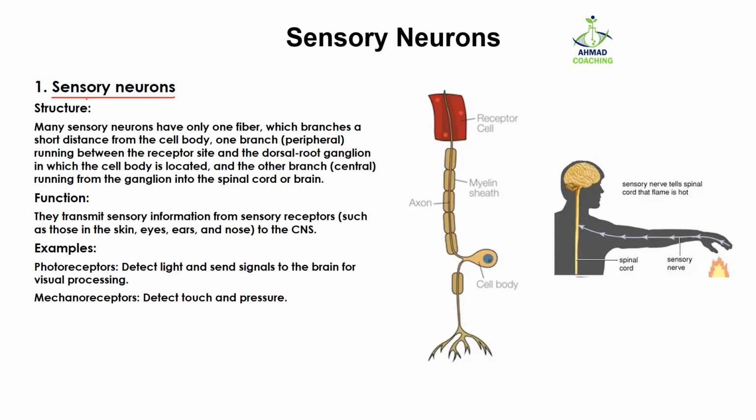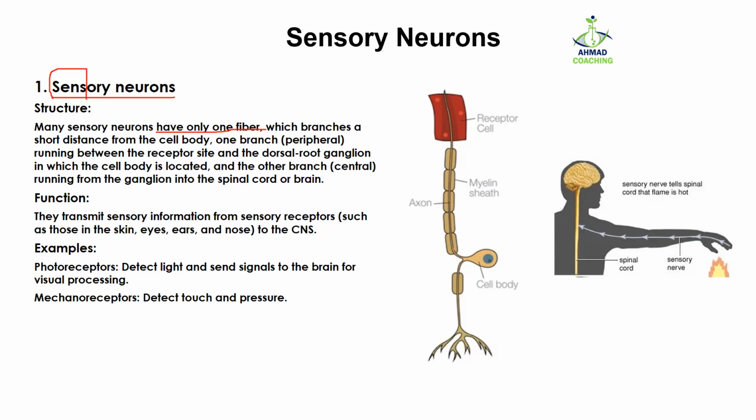Sensory neuron comes from the word sense, which means to feel something. So sensory neurons are the neurons which are related to sensory information, or they are related to feeling something. Talking about the structure of sensory neurons, they have one single fiber like this.